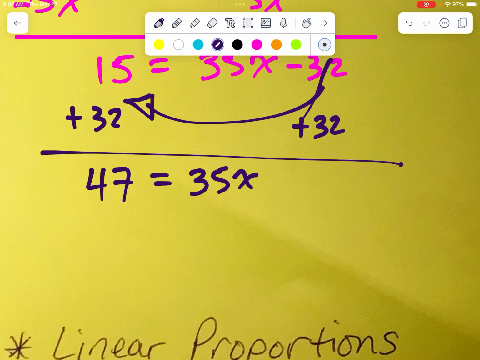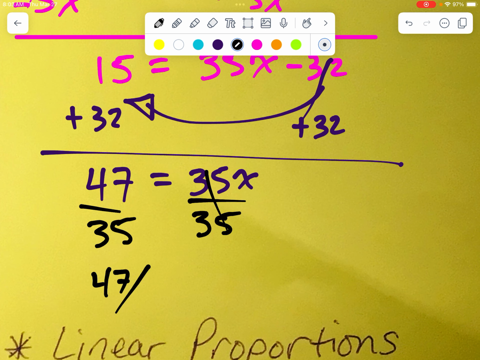We're done with moving, adding, and subtracting. Now we need to do the opposite of multiplying or dividing. The opposite of multiplying by 35 is to divide by 35. Divide by 35. And we have this fraction, 47 over 35 equals x.